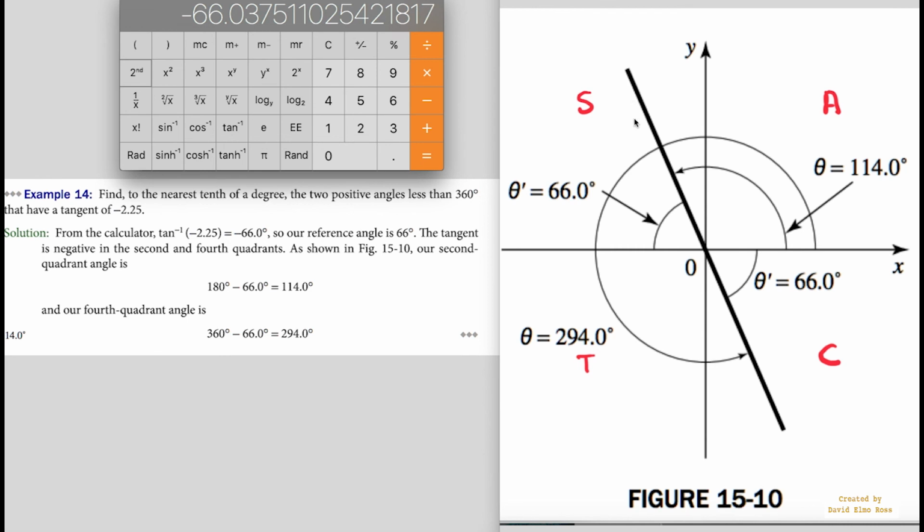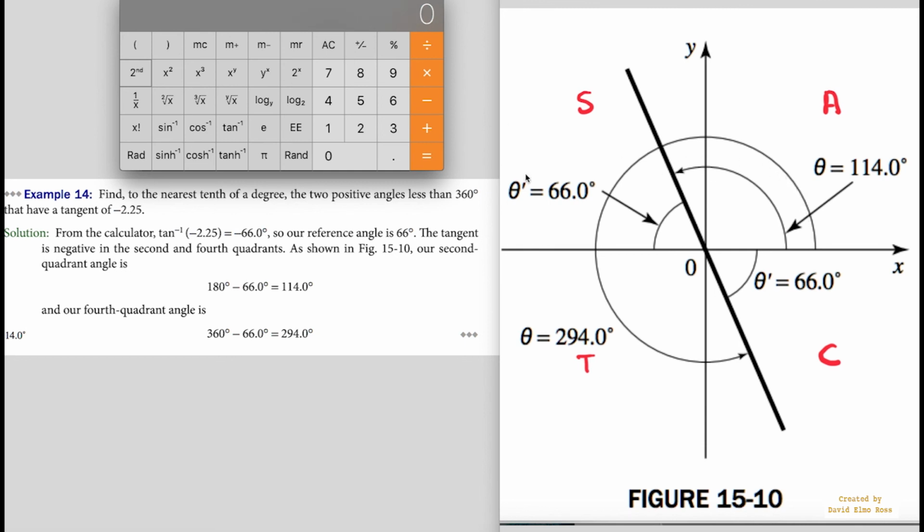We drop a line down here perpendicular to the x-axis. This is 66 degrees here. And we're also going to find that it's in this quadrant here. Again, we drop down a perpendicular here, and we find that these are the two angles of 66 degrees. To find this angle, we're going to have to take 180 minus 66. So we already have minus 66, so let's add plus 180. And we get our first angle, to the nearest tenth of a degree, 114 degrees.